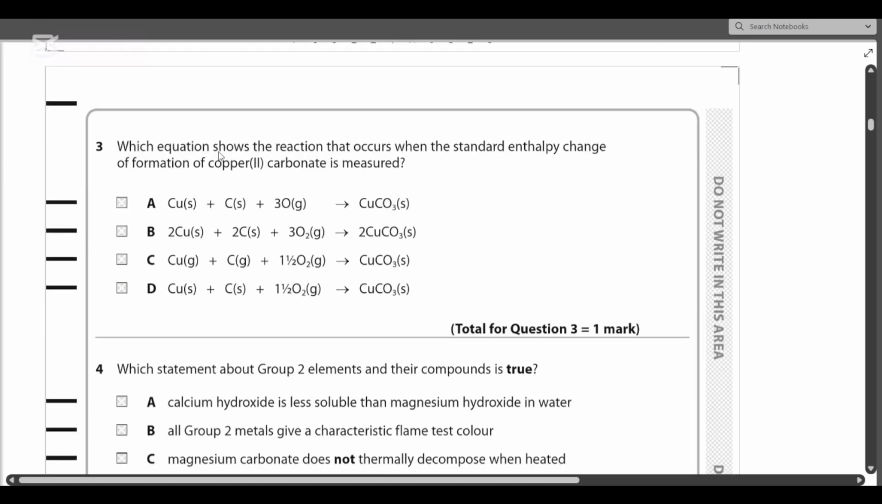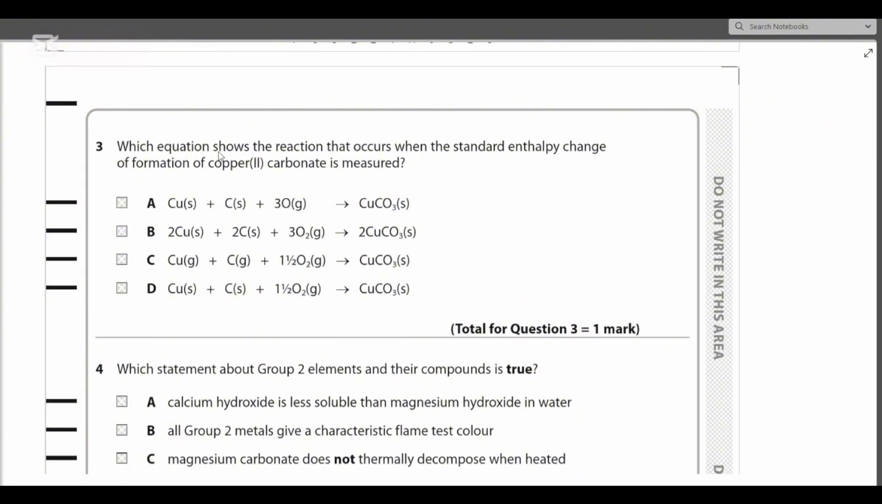Moving on, we have number 3. Here it says, which equation shows the reaction that occurs when the standard enthalpy change of formation of copper carbonate is measured? Now, if you analyze these 4 equations, you can clearly see that oxygen here is not at its standard state, because we know that oxygen at its standard state is a diatomic molecule. So we can say that A is irrelevant.